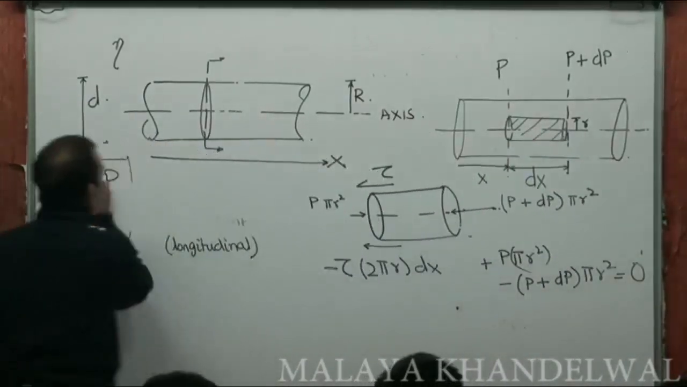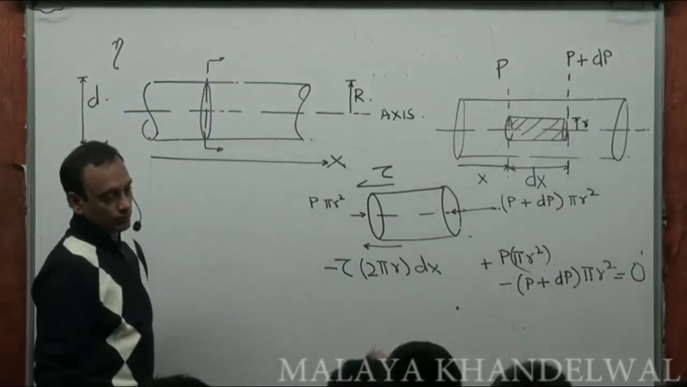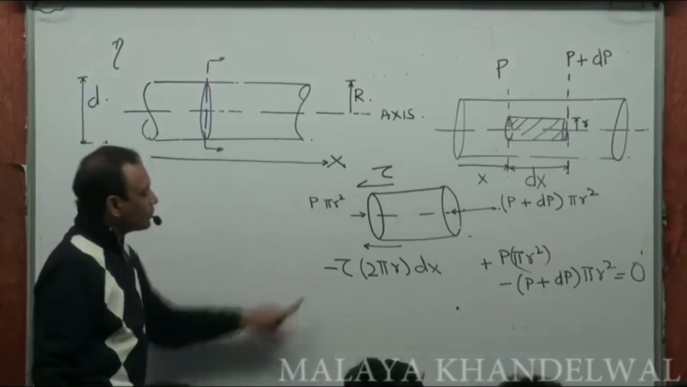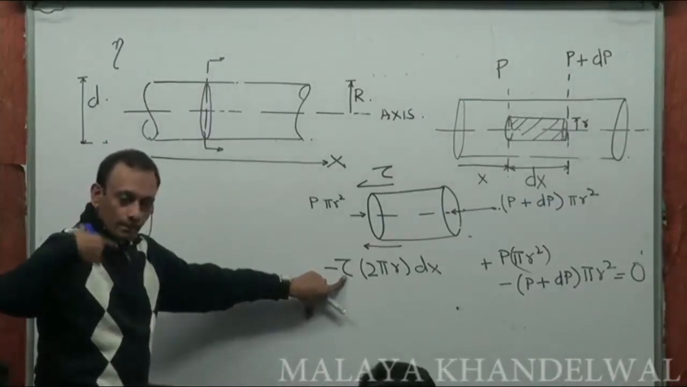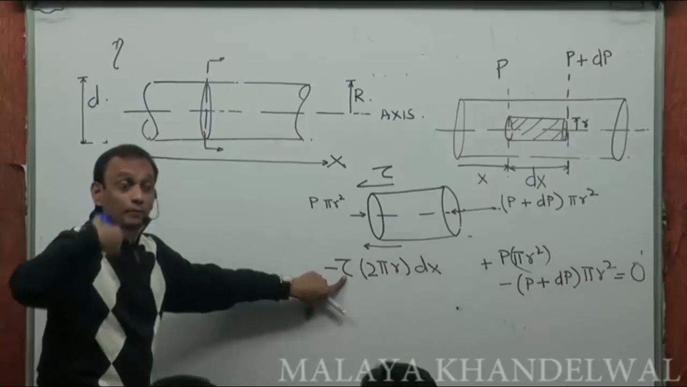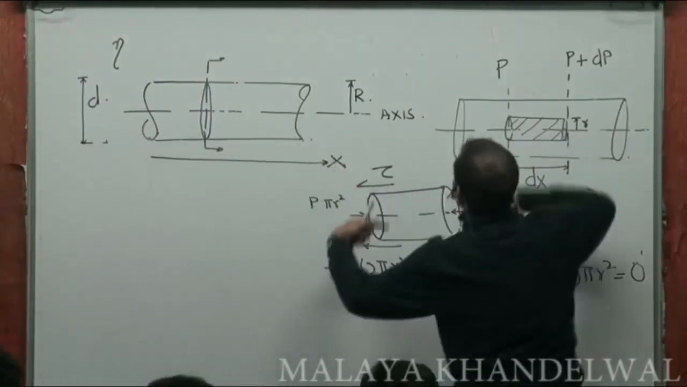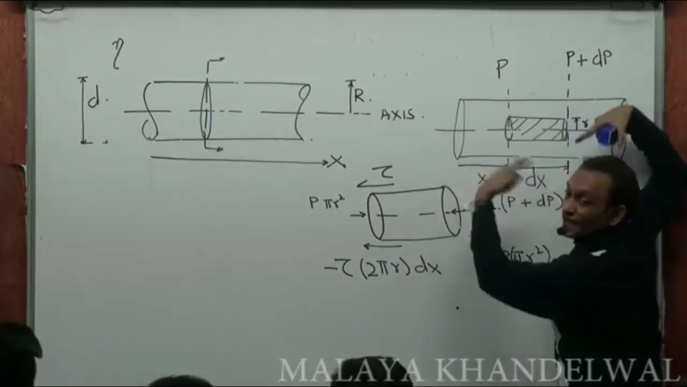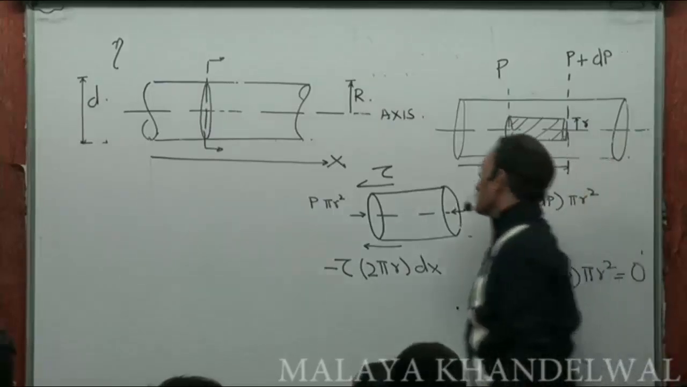Now, tau into 2 pi r into dx. What is it? Tau is the shear stress, which is the viscous drag force per unit area. And over what area is it acting? Over the curved surface, which is 2 pi r into dx. dx is the length of this cylindrical element, right?